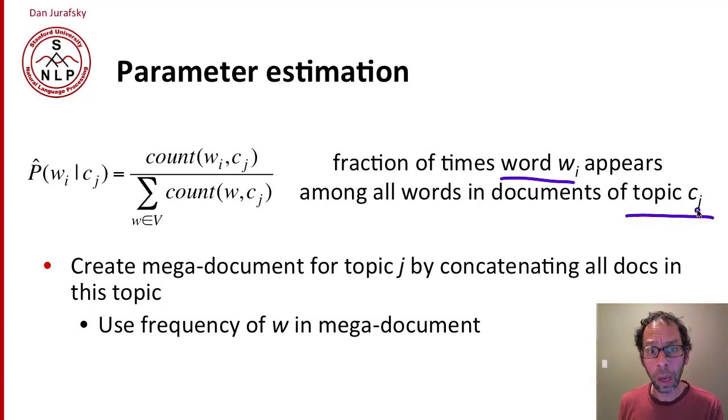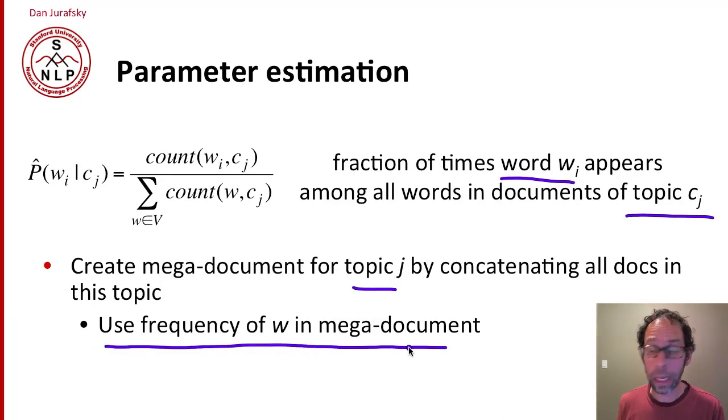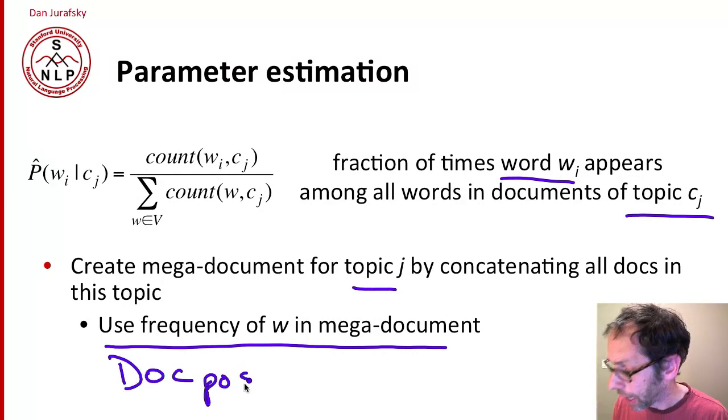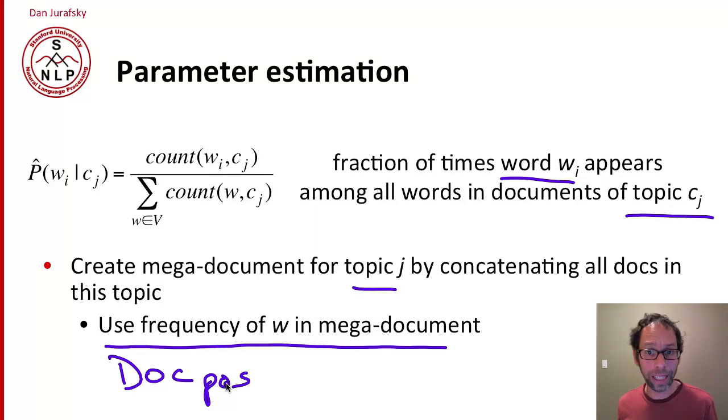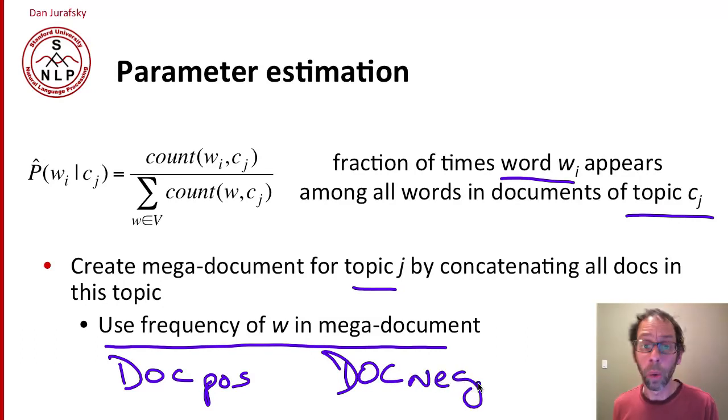We're going to do this by creating a kind of mega document for topic j by concatenating all the documents that have that topic together, and then we're going to use the frequency of w in this mega document. So for sentiment analysis, we might have a document sub positive, a mega document for all the positive documents, and we're just going to concatenate them all together into some big mega document, and we might have a document sub neg, and so on.